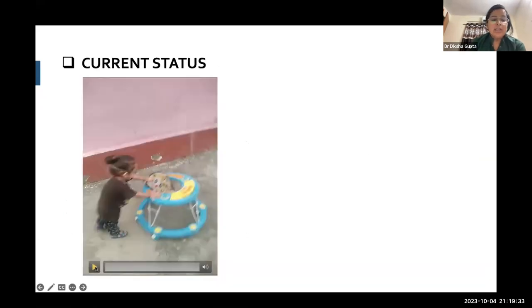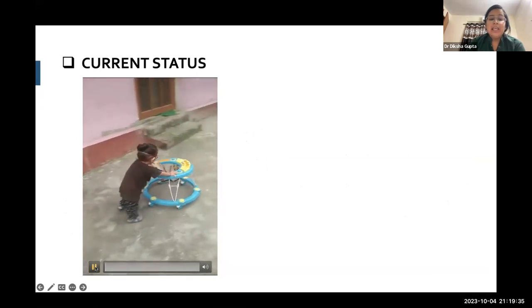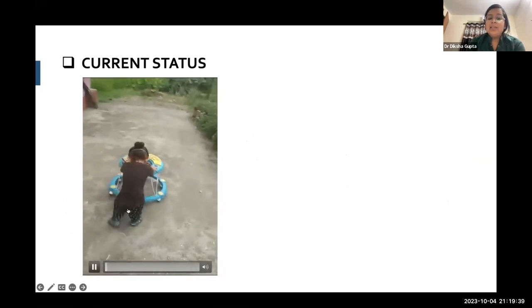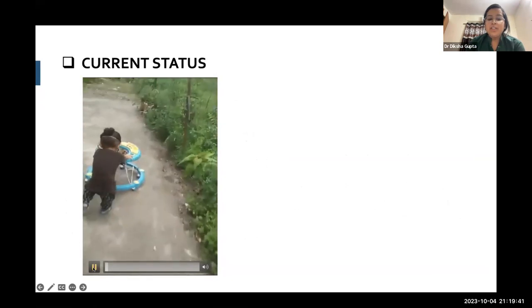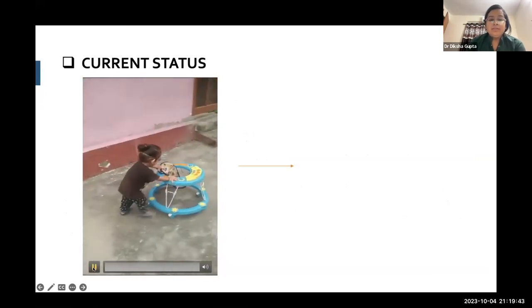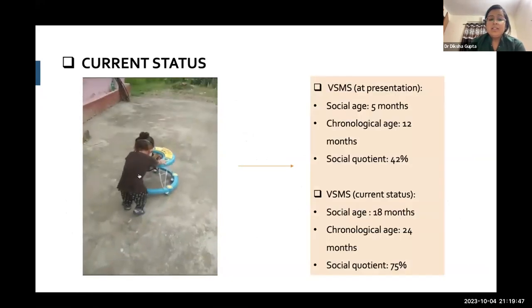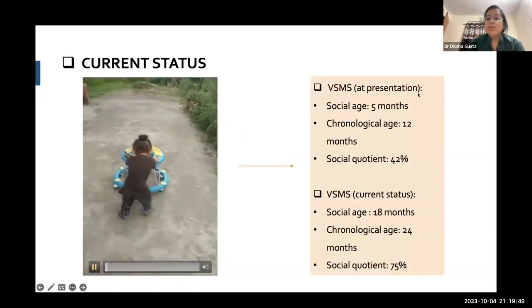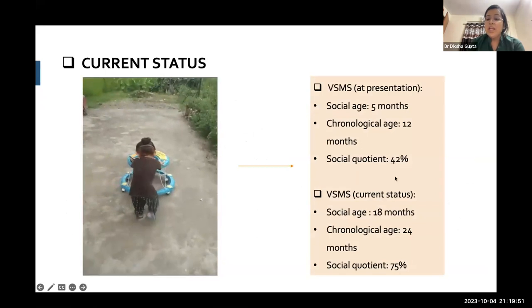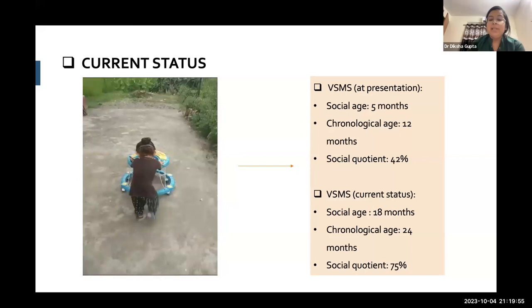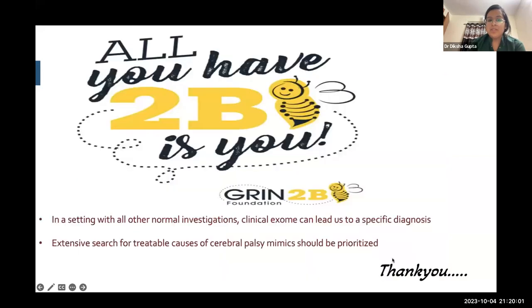So this is the current status of the child. You can see that this child has improved in the developmental domain, and the child is able to walk with the help of a walking chair. On the BSMH at presentation, the social quotient was 42%, and now after extensive occupational therapy, physiotherapy, and use of L-serine, we are able to achieve an improvement in social quotient from 42% to 75%.